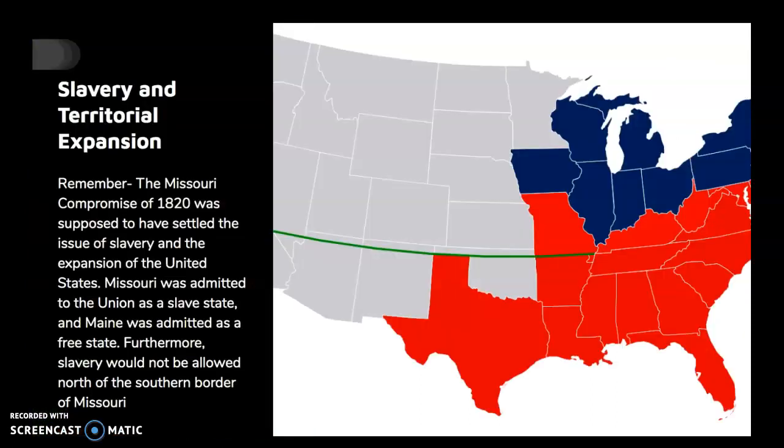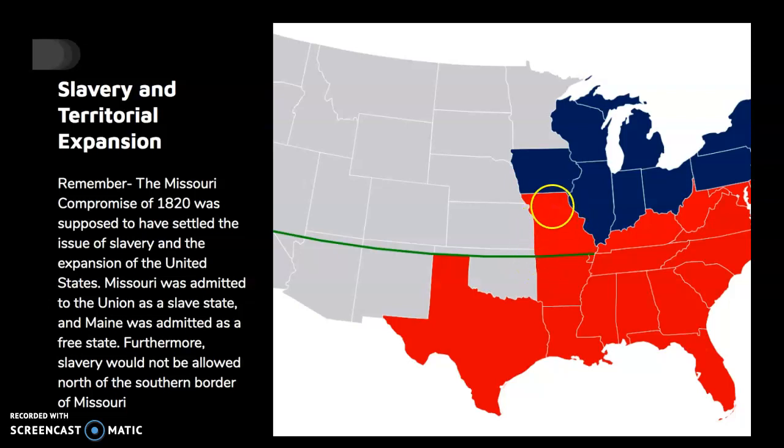All right, so slavery and territorial expansion. This is going to be a little bit of a review too, but it is important to help us have context for what we're going to really talk about today. Remember, the Missouri Compromise of 1820 was supposed to have settled the issue of slavery and the expansion of the United States. For those of you who are struggling to remember, that's okay. It's late in the school year, but I'm going to do a little bit of review on this.